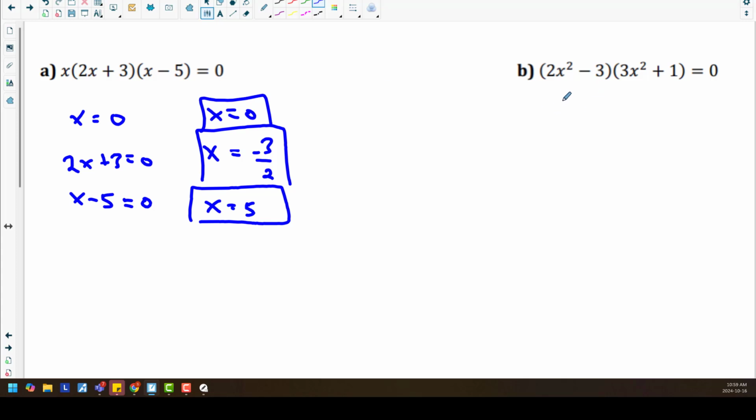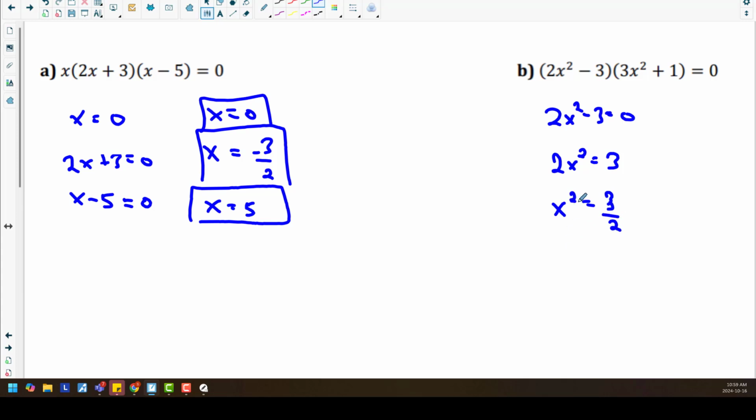Same thing here. We have two numbers that are being multiplied to one another. So if any one of them is equal to 0, we know the whole thing is 0. So 2x squared minus 3, I take the first bracket, I make it equal to 0. Then I do 2x squared is equal to positive 3. Then x squared is equal to 3 over 2.